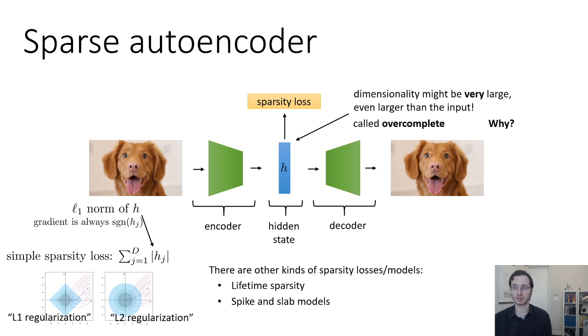Lifetime sparsity basically says that instead of minimizing all the activations all the time, instead you want every unit, every dimension of H, to be non-zero in a small fraction of the images. So it actually looks at the activations across the data set rather than minimizing all of them equally. And that can be a little bit more effective.